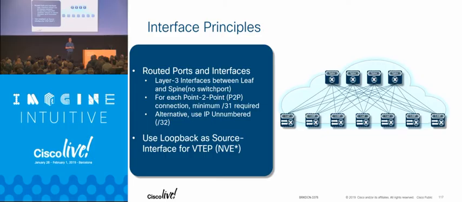For the loopback, for the NVE, for the VTEP itself, use a loopback. Always use a loopback. There's no other way. We want you to use a loopback, because a loopback never goes down, right? It's always reachable over a routing protocol, so that's a good thing.